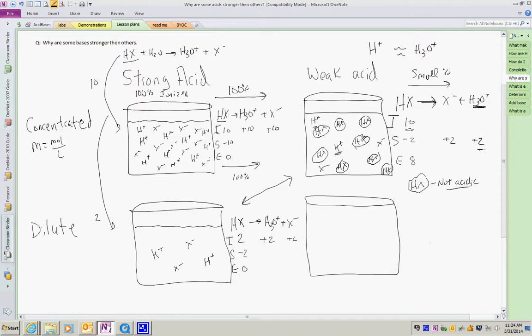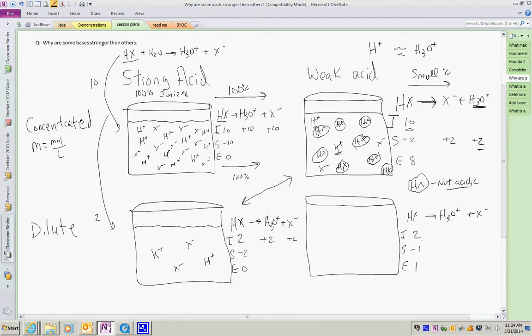Now, a weak acid that's dilute would be this. Okay, so let's just say we have again, HX goes to H3O plus and X negative. Initial stoich ratio, and 2 of them is our definition at this point. This one is being dilute. The fact that it's weak means that I'm going to lose only a small amount. Now, in this case, I only have 2 of them, so I'm going to go minus 1. Leaves 1 behind. And this is 50% converted.